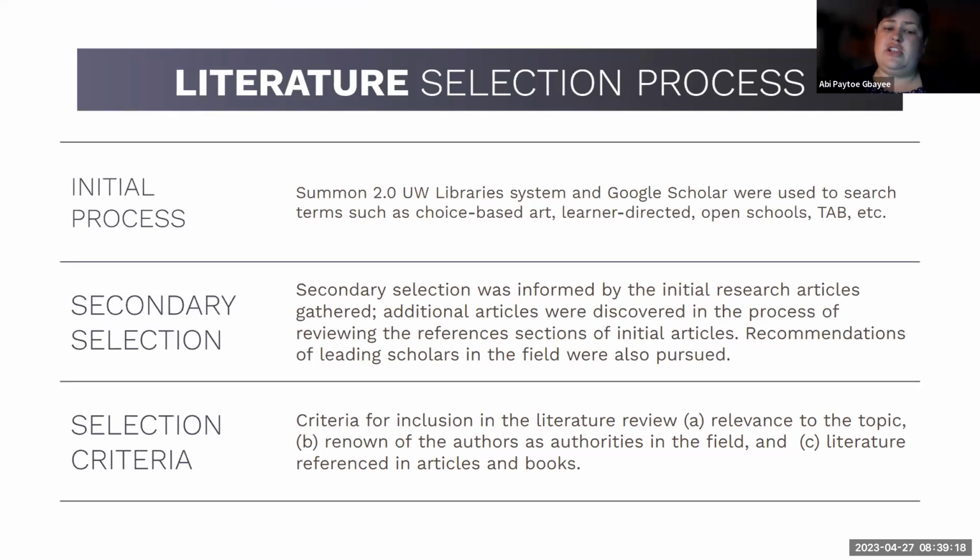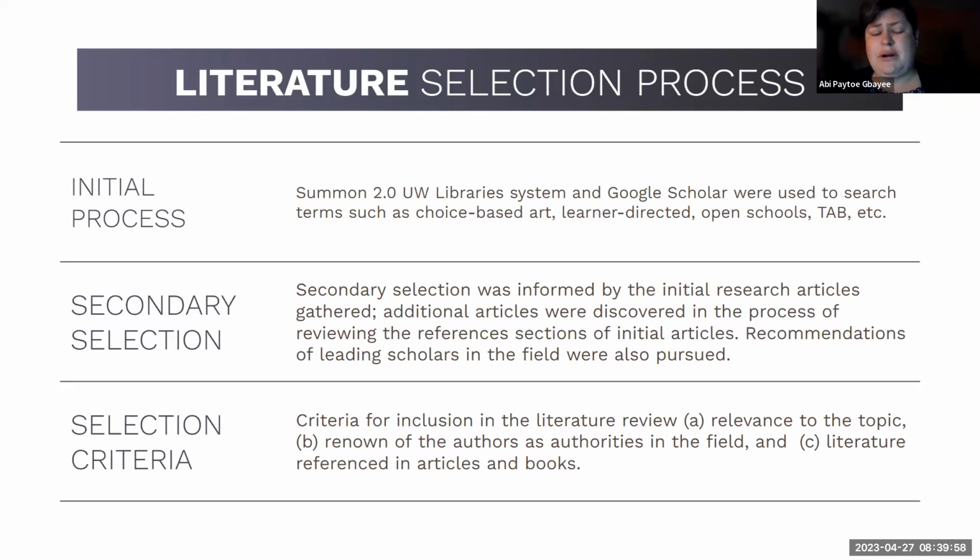There were terms I searched like choice-based art, learner-directed, open schools, TAB. I also searched people's names who are authors in the field related to TAB, people who are critics of TAB, and did a lot of searching like that. Then as I found solid articles, I would dig through the reference sections in those articles, tracing sources back to their origins, but also coming up with additional research paths to explore. There were also several leading scholars in the field who gave me recommendations.